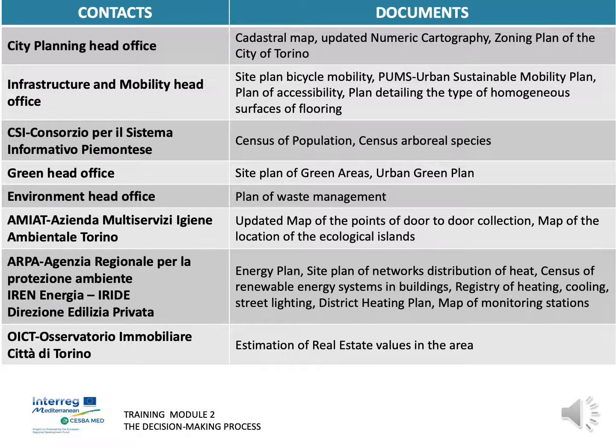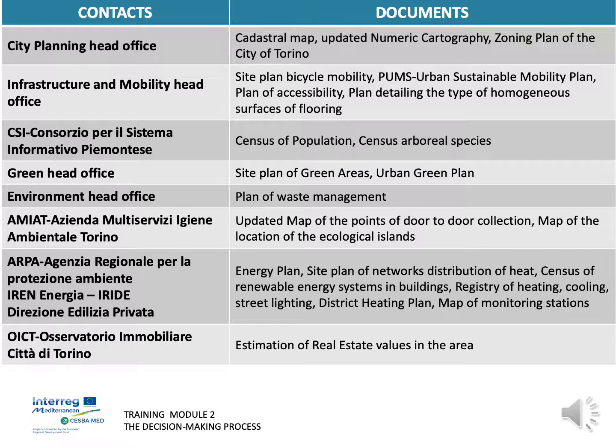In fact, in this slide, one has an example from the city of Torino, in which we are seeing the different sources which can provide us with the necessary information for the different areas highlighted before. So, for example, if one goes to the city planning head office, one can get cadastral maps, updated numerical cartography, zoning plan of the city, and so on and so forth.